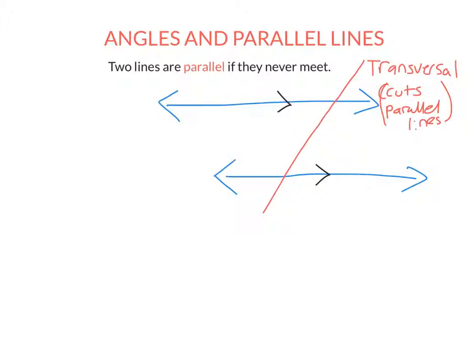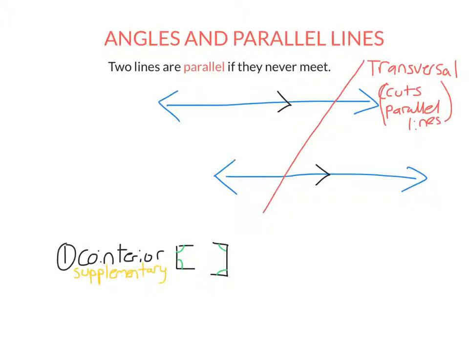So the first type that we're going to look at are called co-interior angles. So co-interior, well, co means they're sort of like together, and interior means they're inside the parallel lines. Co-interior angles make a C shape like this, and they're inside the C, or it can be a back to front C. So in either case, the back to front C would be like this. They're both inside the parallel lines on the same side of the transversal.